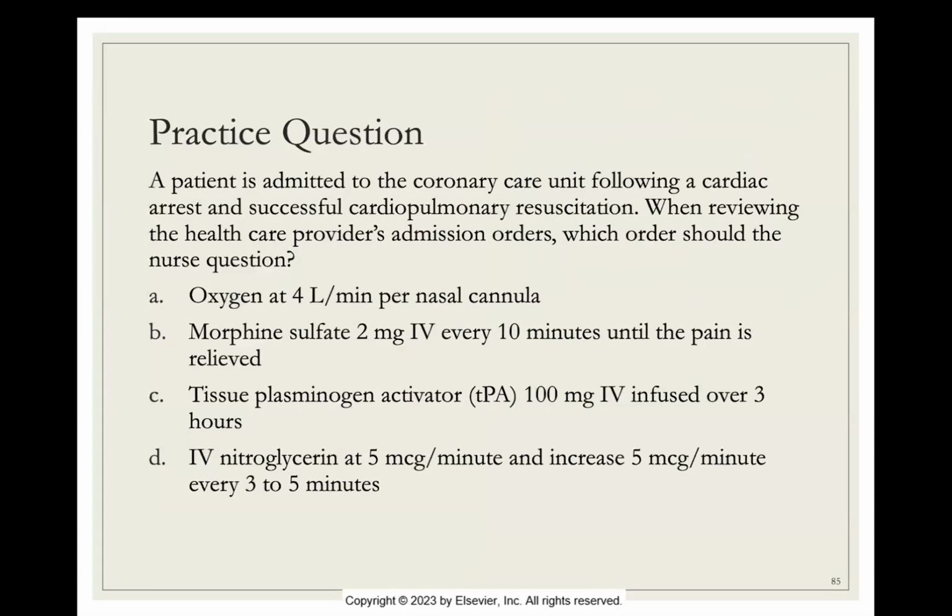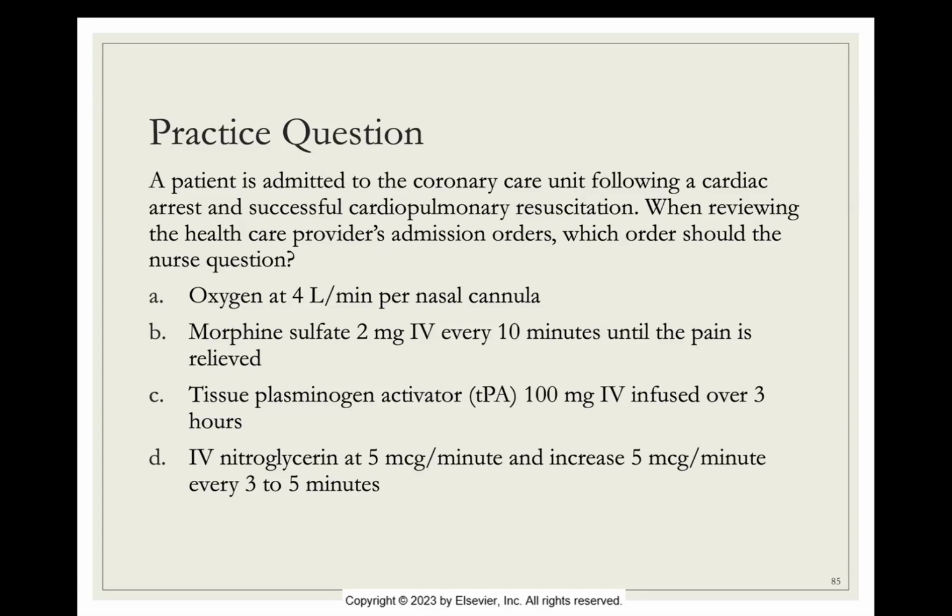All right, practice question. Patient is admitted to the coronary care unit following cardiac arrest and successful cardiopulmonary resuscitation. When reviewing the healthcare provider's admission orders, which order should the nurse question? Oxygen at 4 liters per nasal cannula, morphine sulfate 2 grams IV every 10 minutes until the pain is relieved, TPA 100 milligrams IV infused over 3 hours, or IV nitroglycerin at 5 micrograms per minute and increased by 5 micrograms per minute every 3 to 5 minutes.